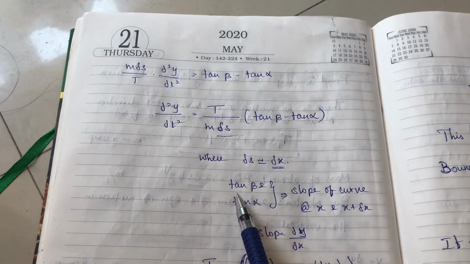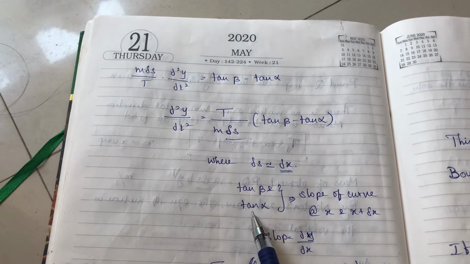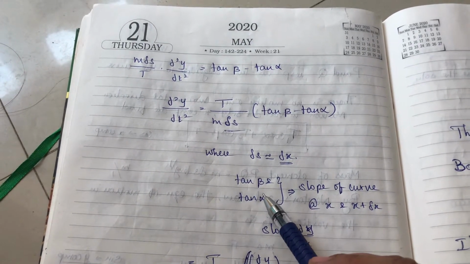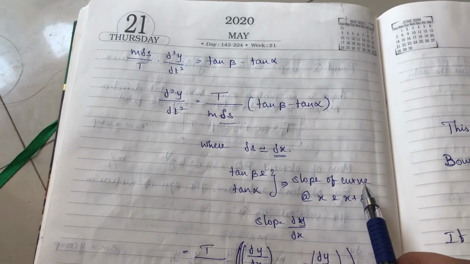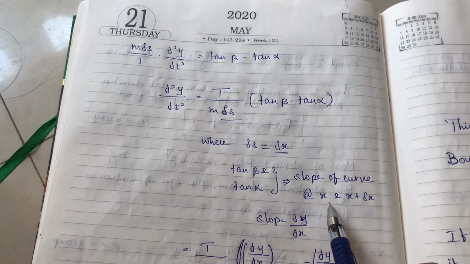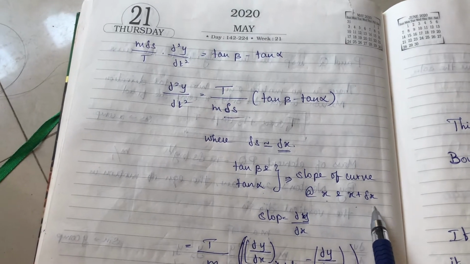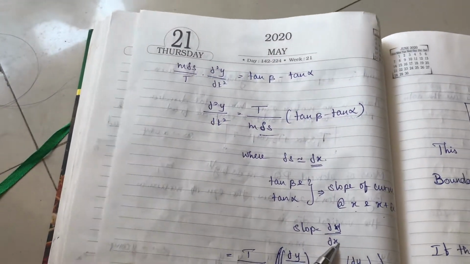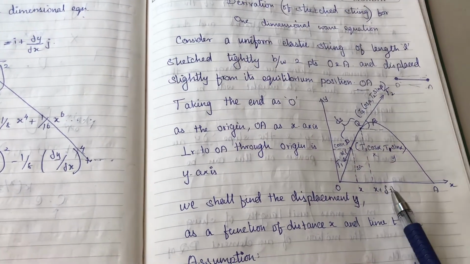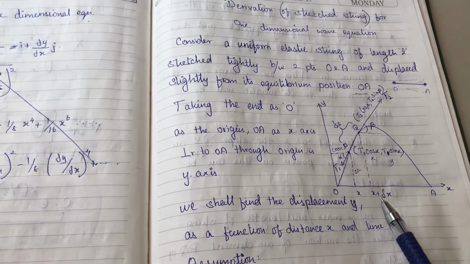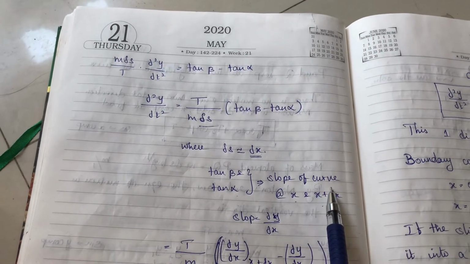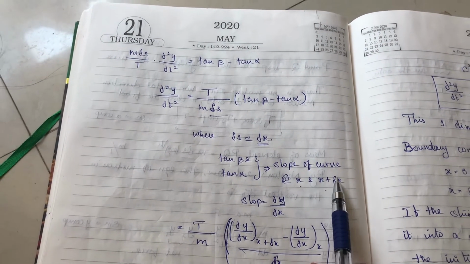And we know that tan beta, tan alpha, tan means nothing but the slope of the curve. So these are 2 points, right? The slope of the curve at a point x and x plus del x. You can easily get this from these two things, x and x plus del x. So this is the slope. I'm just going to find the slope for these 2 points.